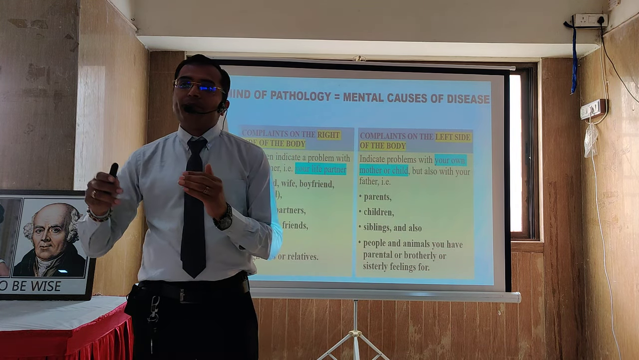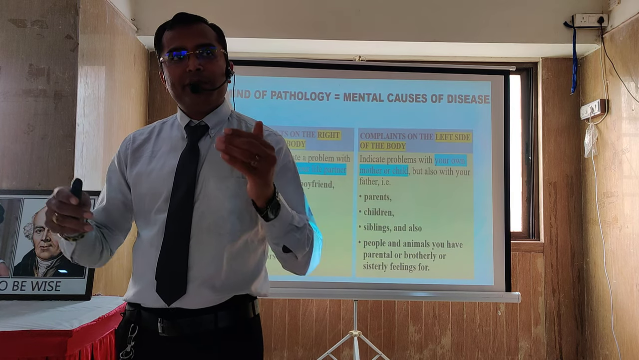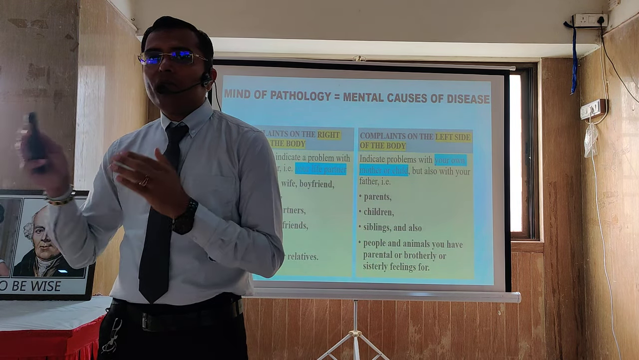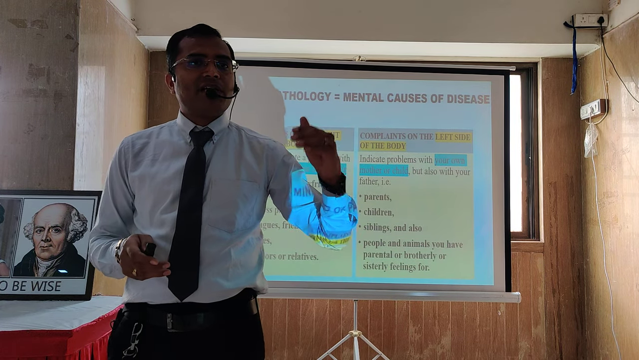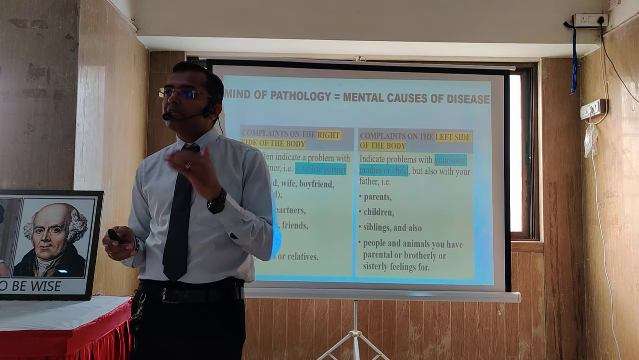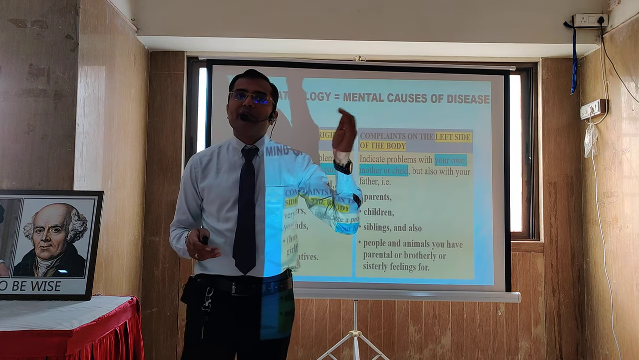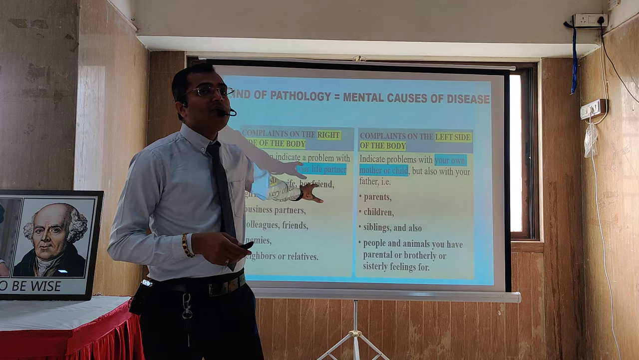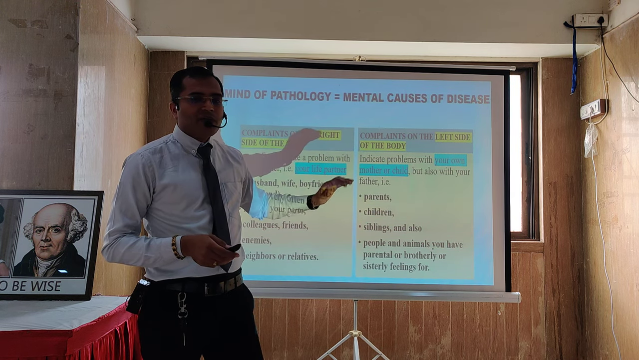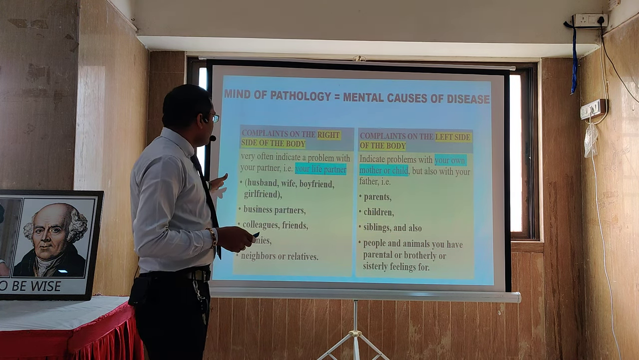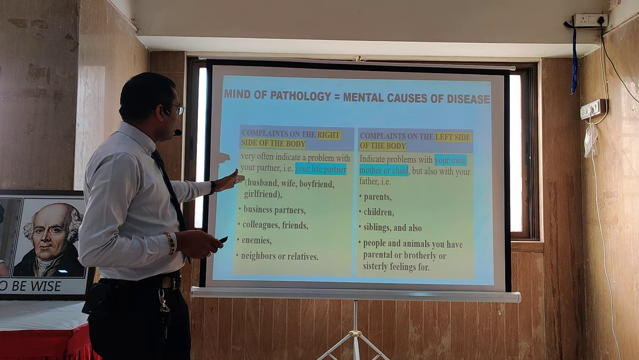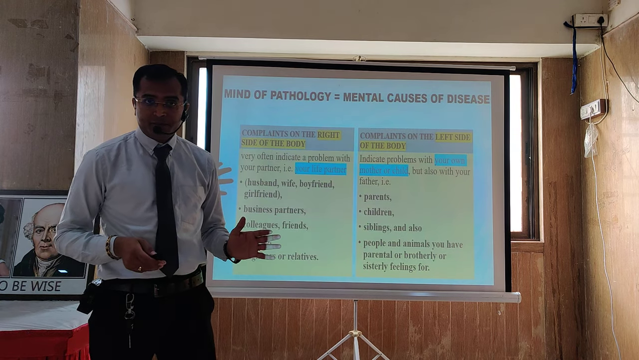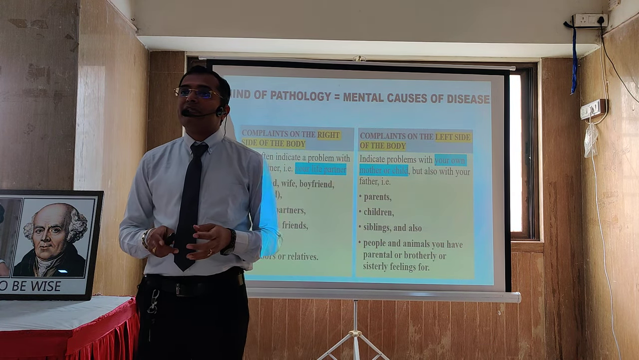So if a certain pathology is happening in the patient, you need to probe what is happening at the family level, what is happening at the business level, what is happening outside the home, what is happening inside the home, what is happening to your mother, what is happening to your child. These are the things which help you in case taking. Okay? So if the right side is affected, the conflict is between the husband, wife, boyfriend, girlfriend, business partner, colleague, friend, enemy, neighbors or relatives, provided the person is right-handed.